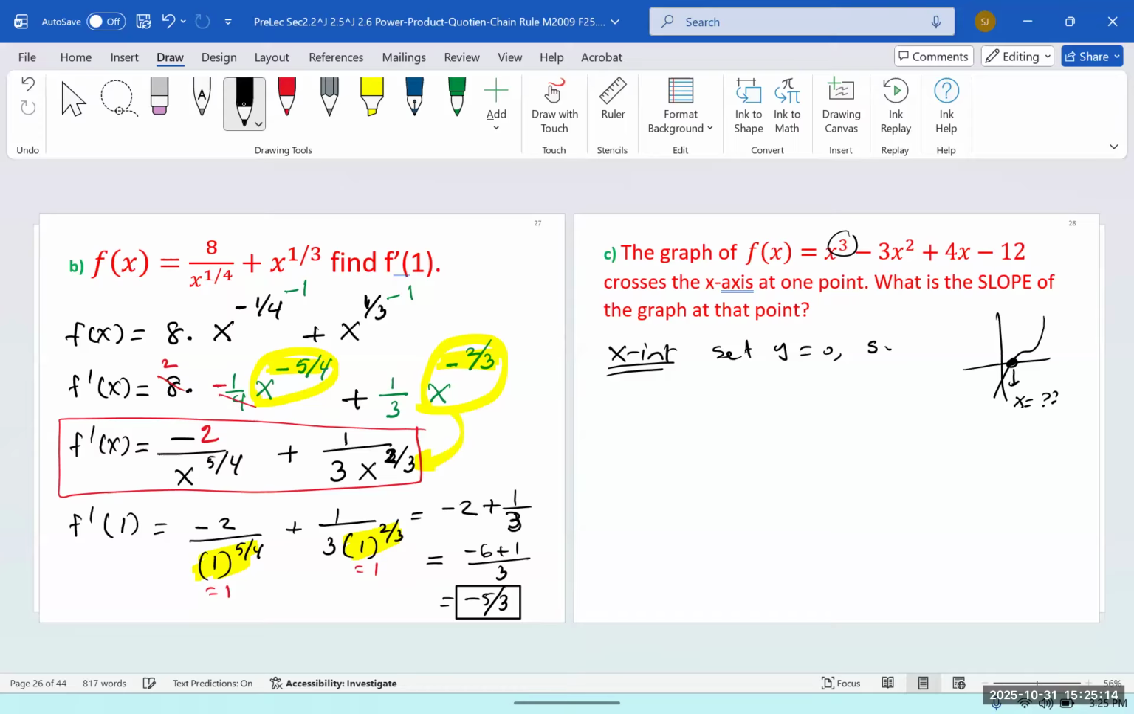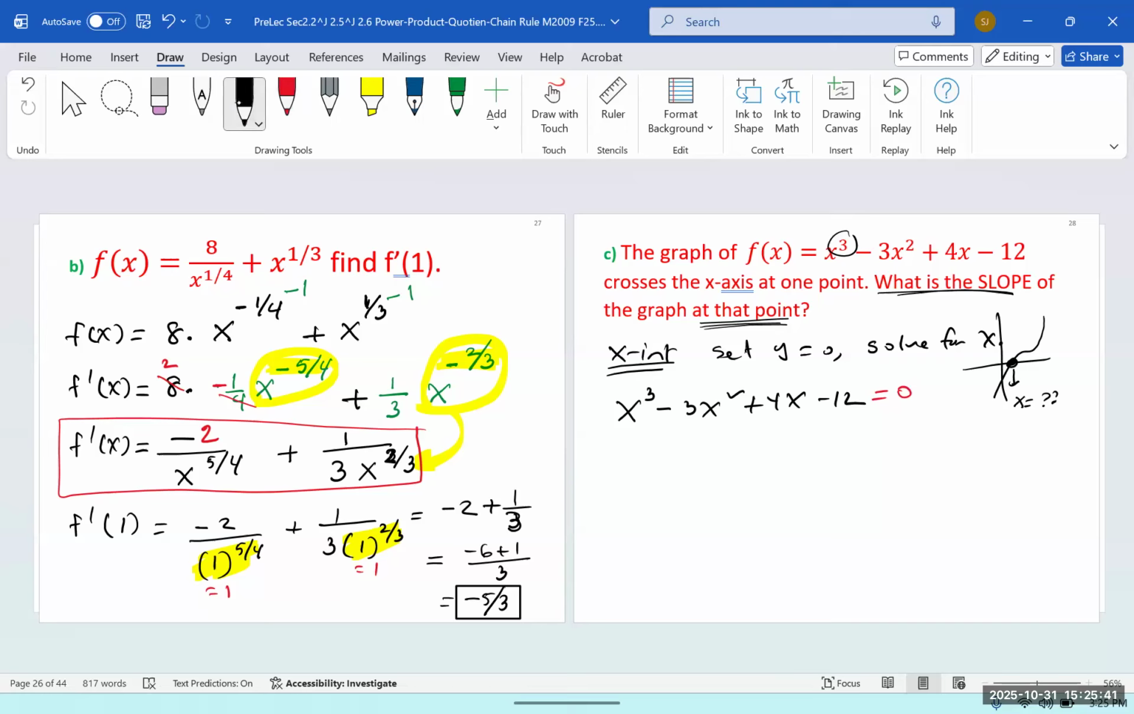Set y to 0. Solve for x, because this is what they're looking for. What is the slope at that point? Which point? At the x-intercept. So you have x cubed minus 3x squared plus 4x minus 12. You set it equal to 0 and you solve for x.